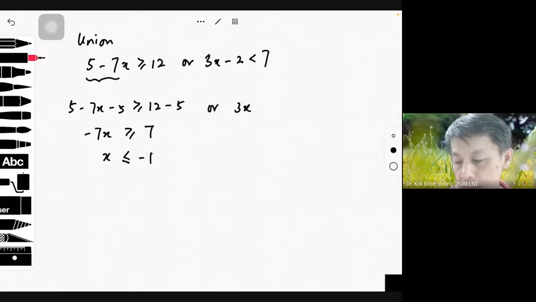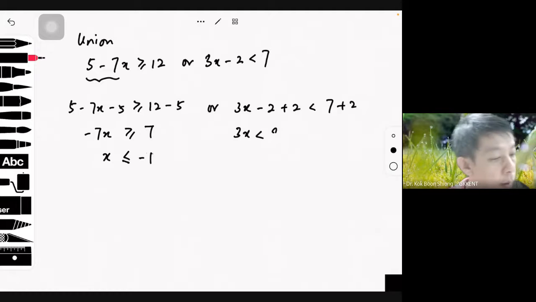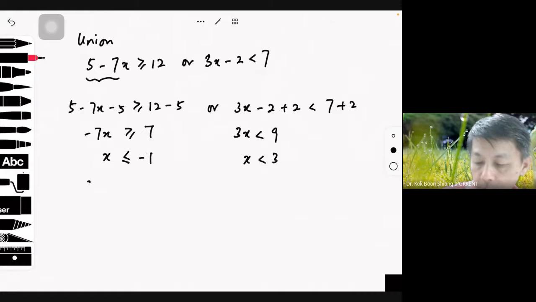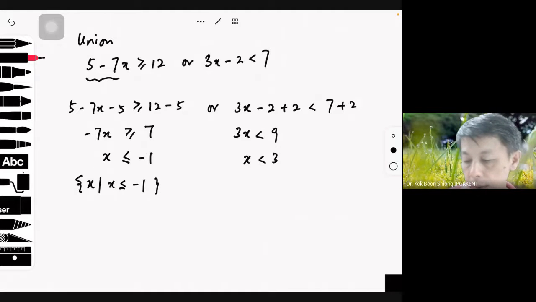3x minus 2. So we want to eliminate the 2. So it becomes 3x smaller than 9. Then this is straightforward. x is smaller than 3. Okay, so now we have x, given that x is smaller than negative 1, and then union x, given that x is smaller than 3.